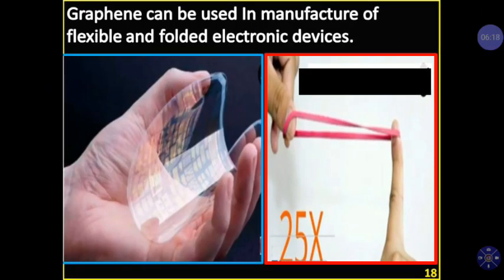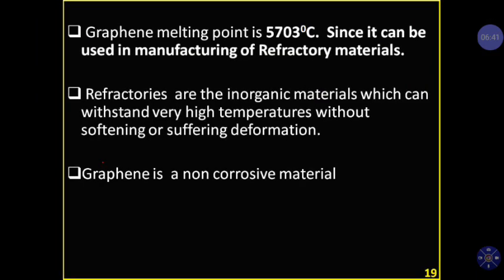It is highly flexible, bendable, and it can be stretched 25% of its length. Because of this property, graphene can be used in manufacturing flexible electronic devices and electric devices which can be folded easily. Graphene is a lightweight material. Its melting point is 5703 degree centigrade. So it can be used in manufacturing of refractory materials.